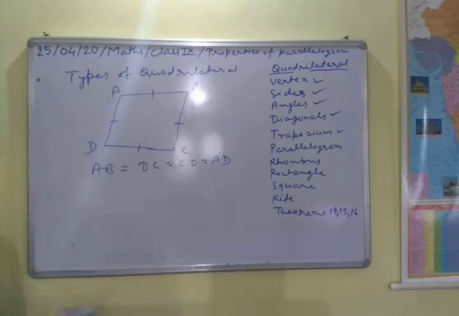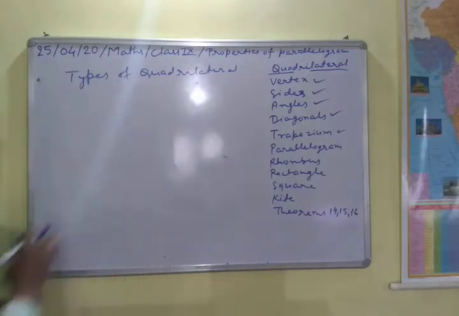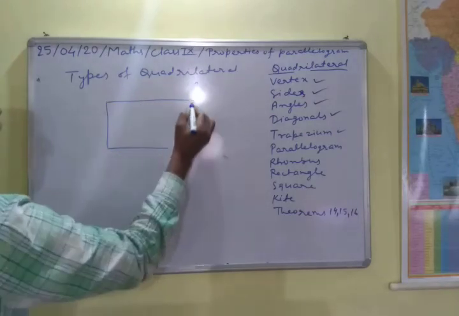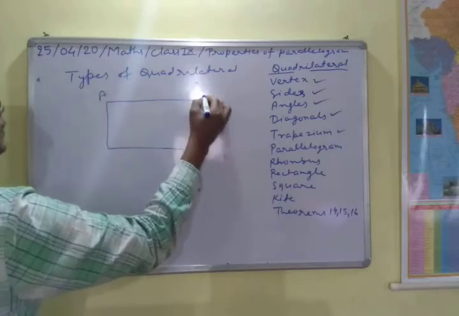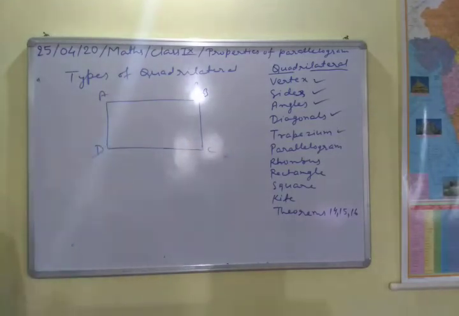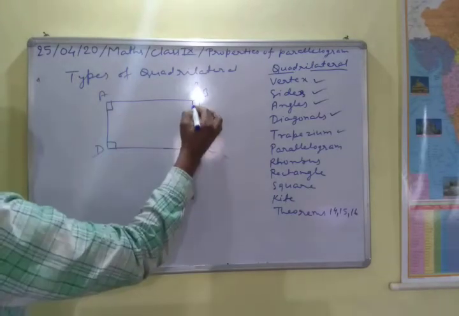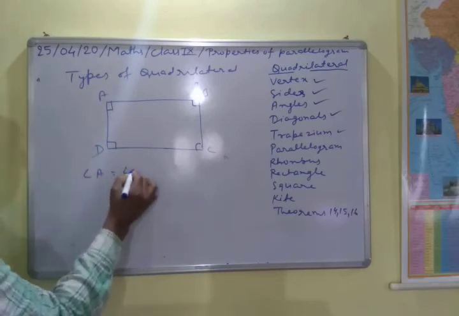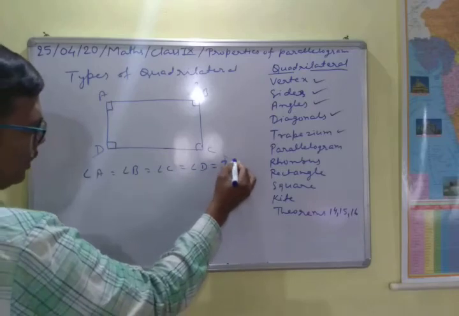And next is the rectangle. So what is a rectangle? In a rectangle, each angle is a right angle. That is the property. A, B, C, D. So in this rectangle, each angle is a right angle. That is 90 degree, 90, 90, and 90. So all these angles are 90. Angle A equal to angle B equal to angle C equal to angle D equal to 90 degree.